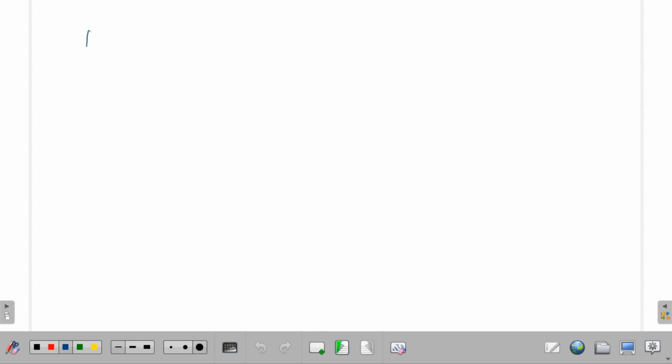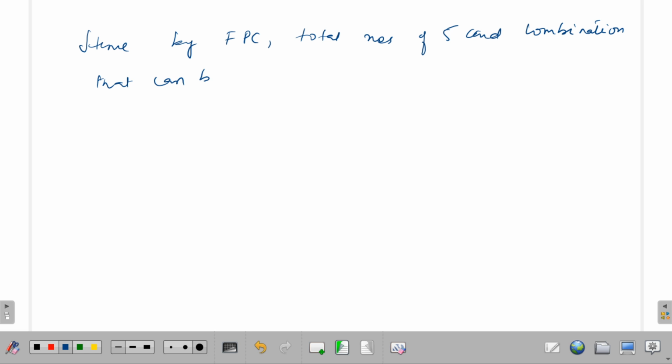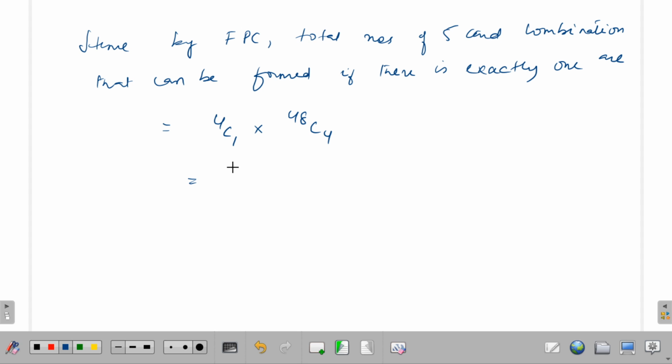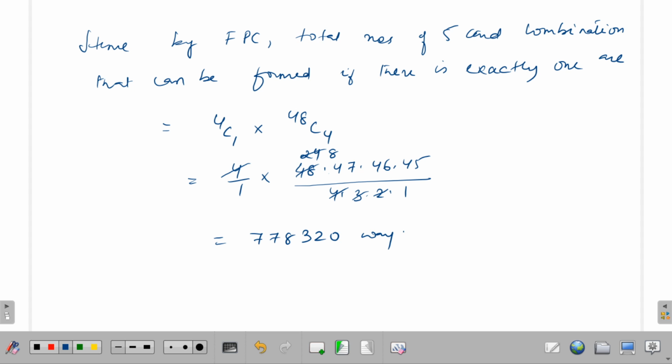So the next step is that, hence, by the fundamental principle of counting, the total number of 5 card combinations that can be formed if there is exactly one ace will be equal to 4c1 into 48c4. So I can do 4 divided by 1 into 48, 47, 46, 45 divided by 4, 3, 2, 1. Cancelling 4 and 4, 2, 24, 3, 8. If I multiply, I will get the answer 778,320 ways. So that's your answer.